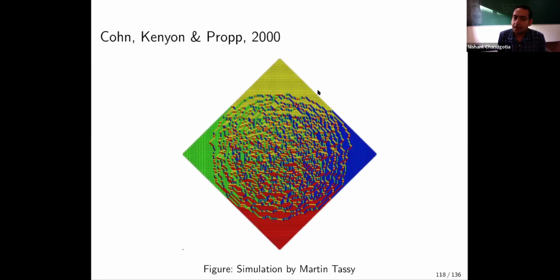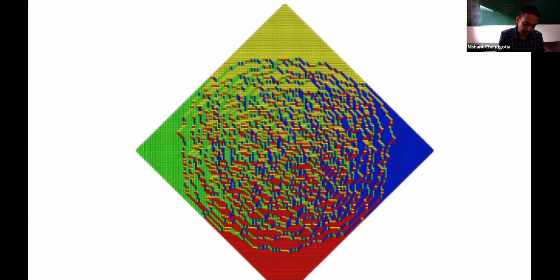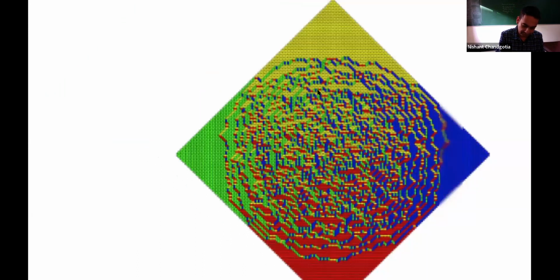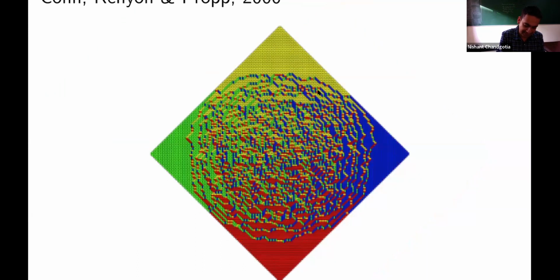And this was, okay, so I write one name down, Cohn, Kenyon, and Propp, but this is a huge, long line of work, which eventually led to this. So what you're seeing over here is what is called an Aztec diamond. If you look at these edges, there are these dominoes over here. These are perfect dominoes. And you go up in a staircase manner all the way to the top, and then you turn and come down again. So that's the region which you're bounding.